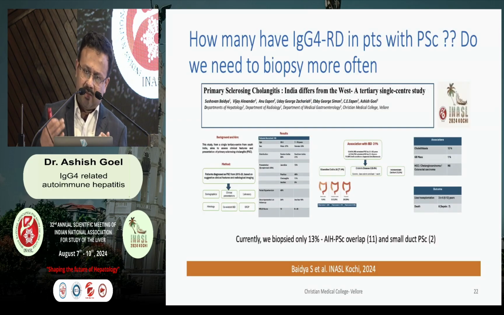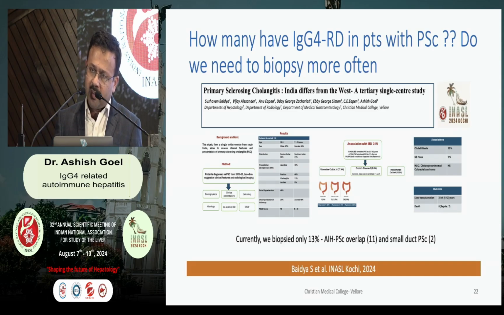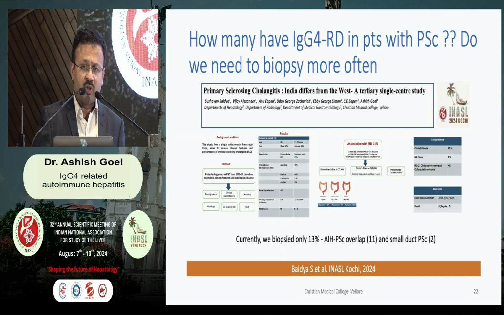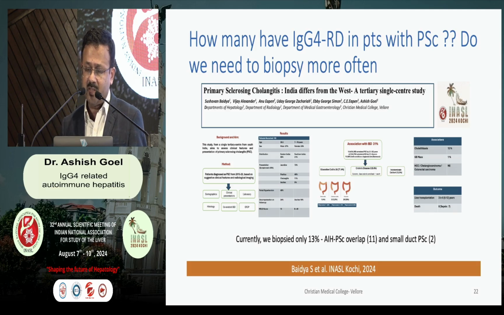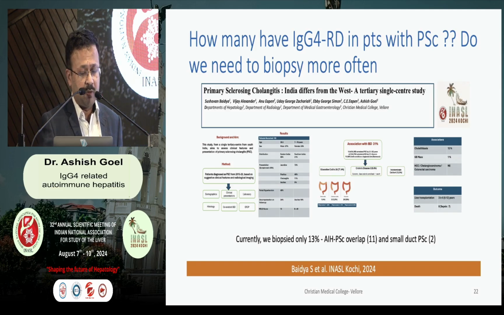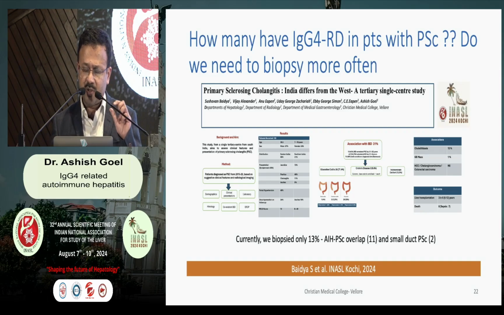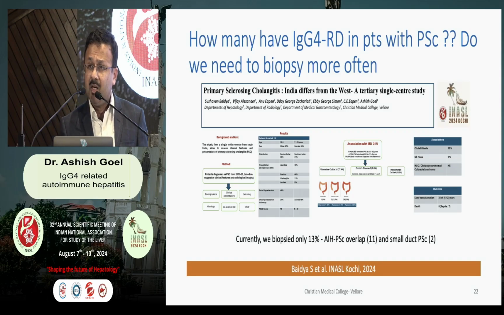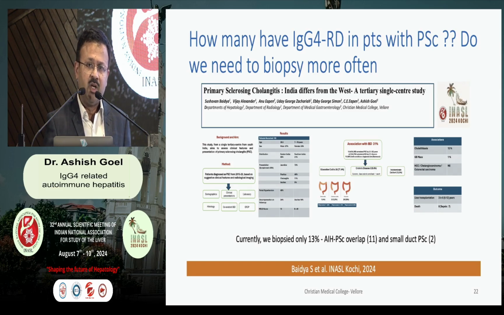So what is the implication of it? We are not clear about the implication of this, but the question that we would want to ask ourselves is, are we biopsying, or do we need to biopsy, a lot of patients where we are labeling that as PSC currently? So in this retrospective analysis of 100 patients over a period of 4 years, we had only biopsied 15% or 13% of our patients. So do we need to biopsy more to pick up more of IgG4 related problems, and do these patients respond to steroids? But it's uncharted territory currently.